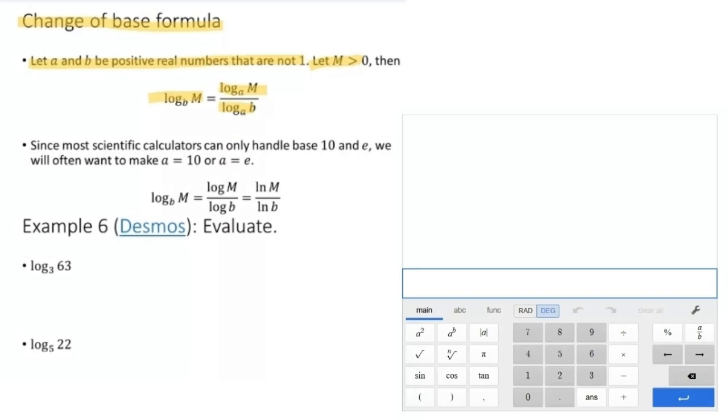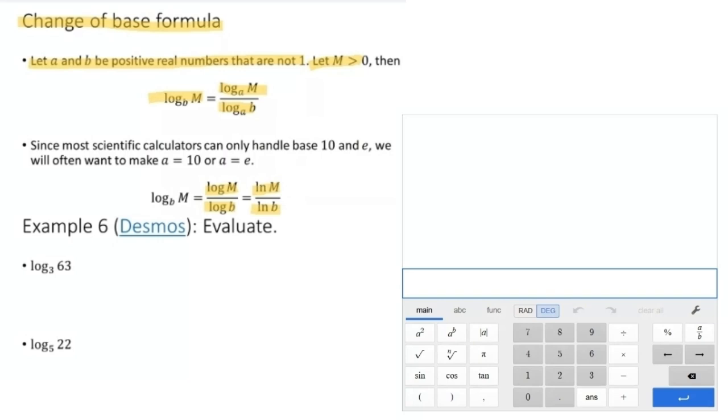Since most scientific calculators can only handle base 10 or base e, the best choice for a would be either 10 or e. Based off of your choice, our change of base formula will look one of two ways. If we choose common log base 10, then log base b of m would equal log m over log b. If you choose base e, then log base b of m would equal natural log of m over natural log of b. It does not matter which base you choose, since they will both give you the same result.